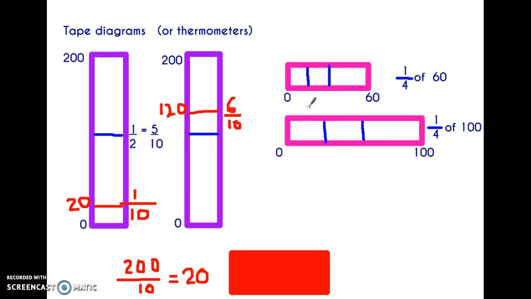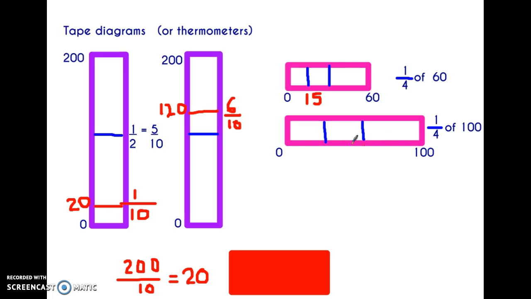You might also see tape diagrams going horizontally instead of vertically. So this one shows 0 to 60, and we want to know what 1/4 of 60 is. Well, we could divide 60 into 4 equal parts and find out what this part is right here. Or we could say, well, half of 60 is 30, and a half of a half is a fourth. So a half of 30 is 15. So either way you do it, you'll find that a fourth of 60 is 15.